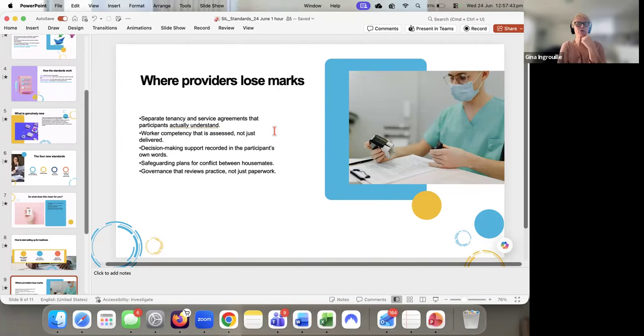You'll lose marks if you haven't got your worker competencies assessed. So in the preparation stage, where I said the gap analysis or the internal audit, I would definitely make assessing your staff's competency part of that process. This is not just about whether they are being trained, this is a competency. So what we've done is we've built the training in the LMS for the new standards.